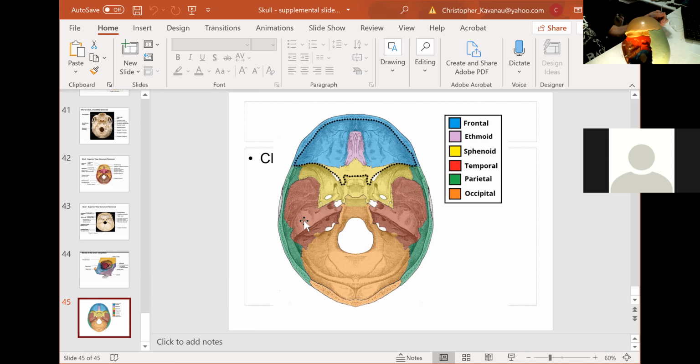And then here we have the two temporal bones. Remember the petrous portion, the rocky outcropping. Just think of like petrified wood. And then here there's the occipital bone. And then these two in green, the two parietal bones. Okay, yeah, I love this drawing here.